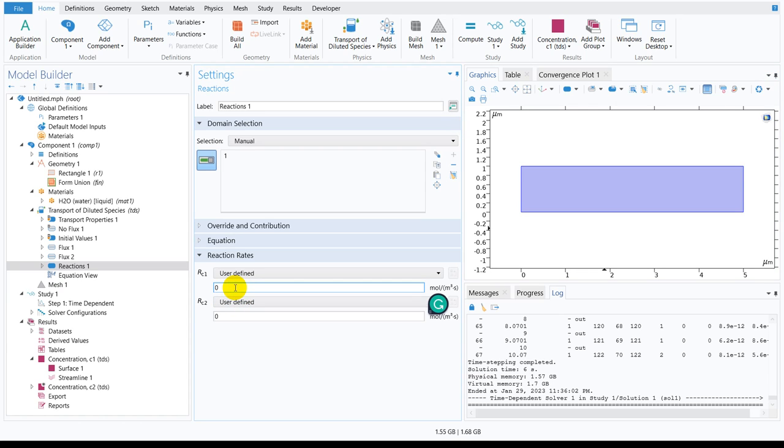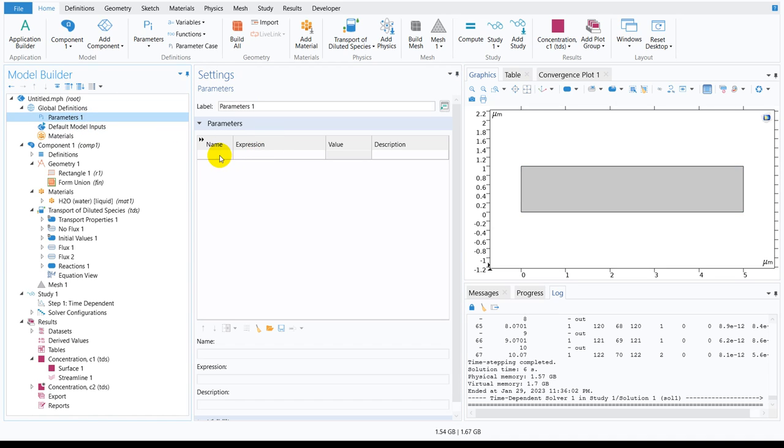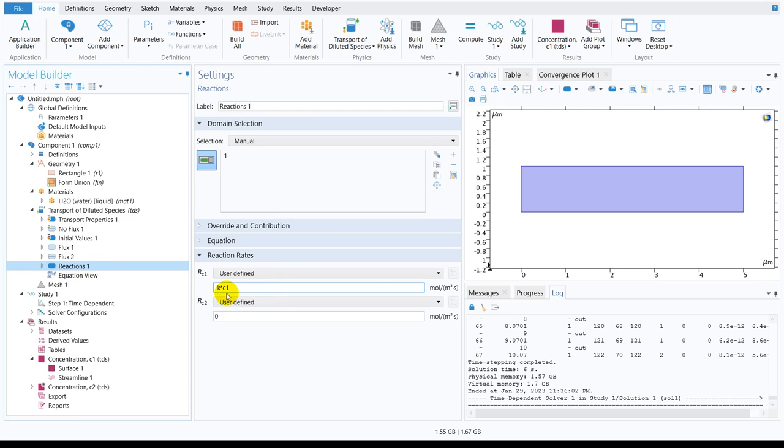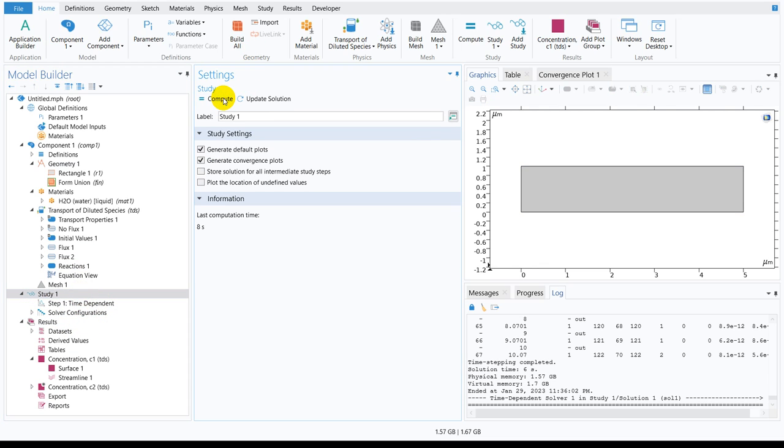And suppose for reaction, what is happening, some decomposition of C1 is happening. For that, what I define, some K into C1. Now I have to define what is K. K is a reaction rate constant. Suppose reaction rate, say I name it K, and say I put it 0.001 second inverse, because first order unit second inverse. Yeah, now if I simulate it, it will actually incorporate the effect of reaction.